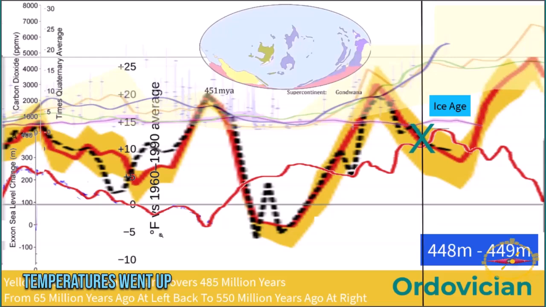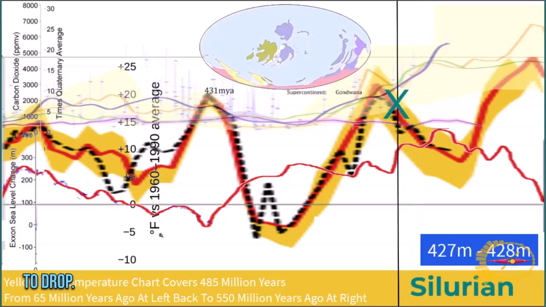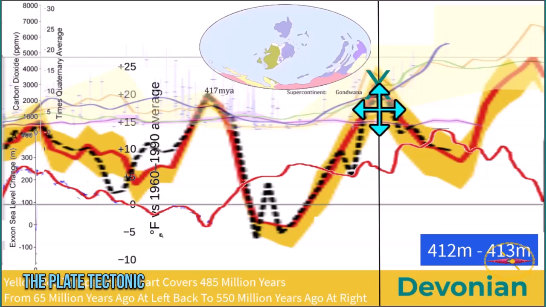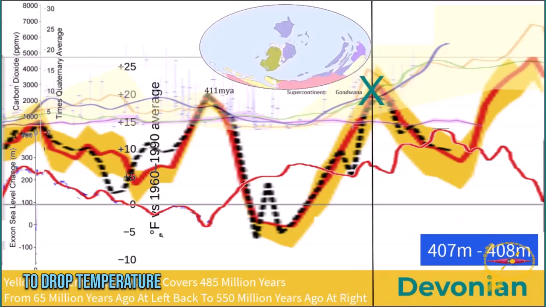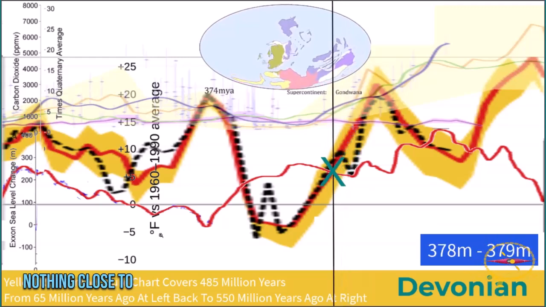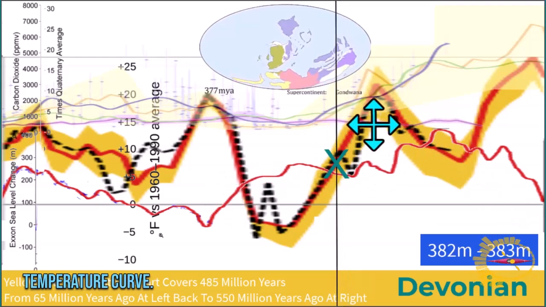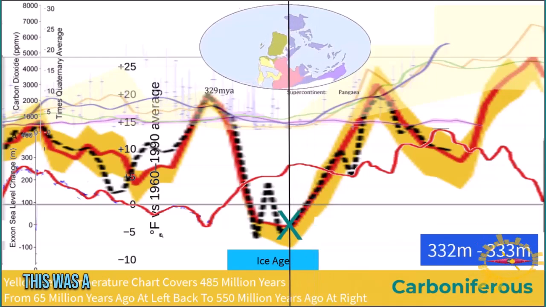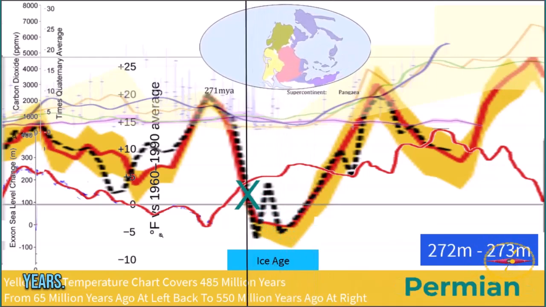Then things changed, temperatures went up, sea level continuing to drop. And that drop has nothing to do with the glaciers. It was mostly to do with the change in the plate tectonic arrangement of the land mass on the Earth. As we keep going, carbon dioxide is continuing to drop, temperature is going down tremendously, sea level gradually going down, but nothing close to what would be represented by the temperature curve. And as we get down near this low point, we're going to go through what's known as another ice age. This was a long one, about 100 million years.